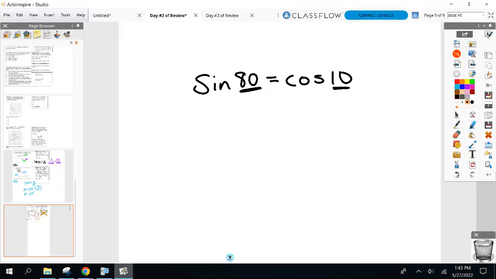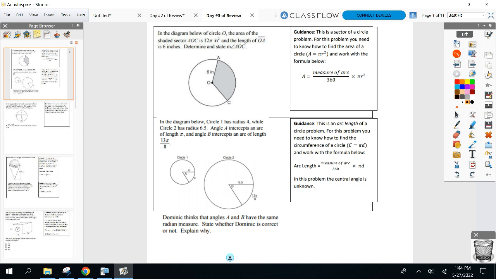Okay, good questions. We on to sectors now? Yes, sectors.